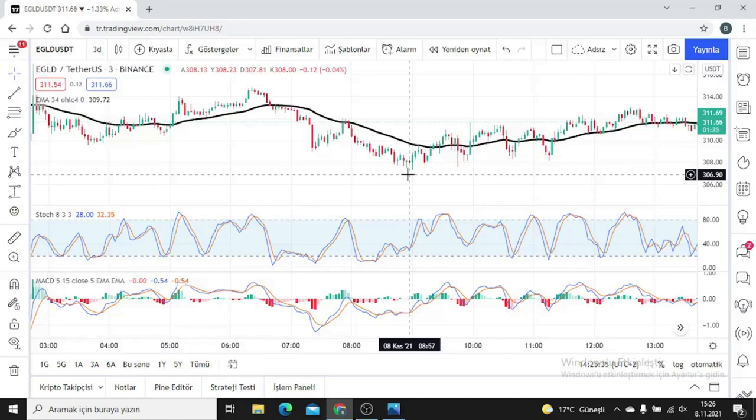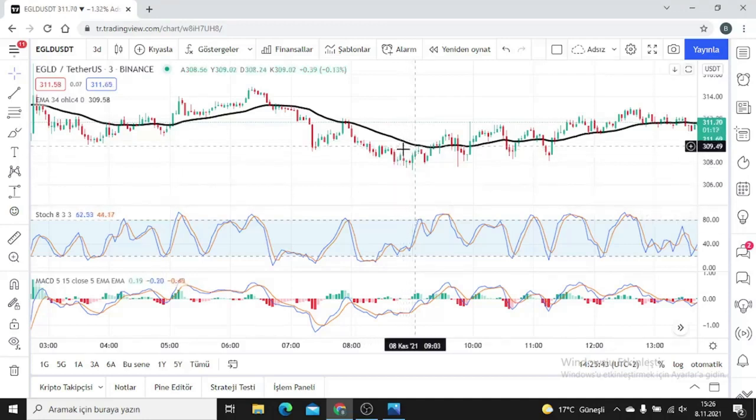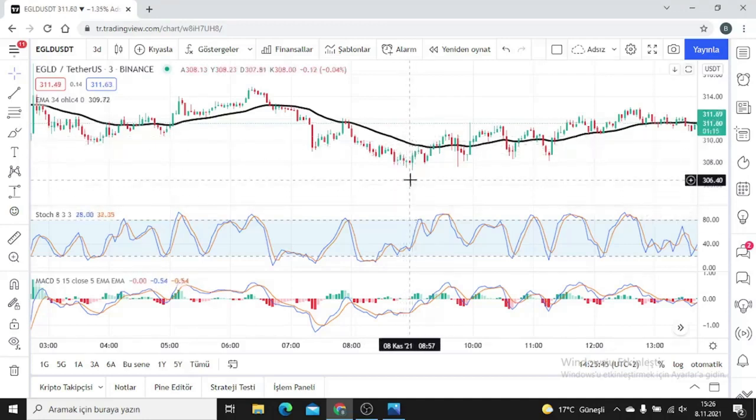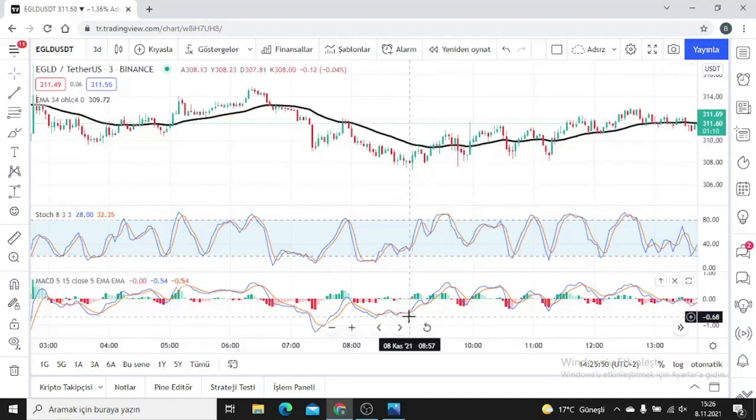Now, when we look, friends, I said to you just now if there is an intersection below EMA 34. For example, there is an intersection under EMA 34 here. The MACD price over there is open from the bar here. I explained this in the MACD tutorial video, but I'll say it here too. MACD intersects away from the histogram over there. We can predict that the price will rise here.